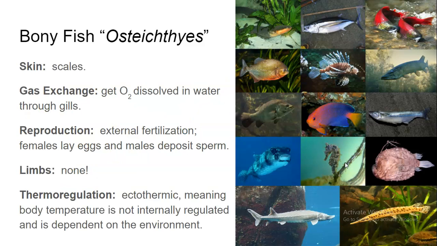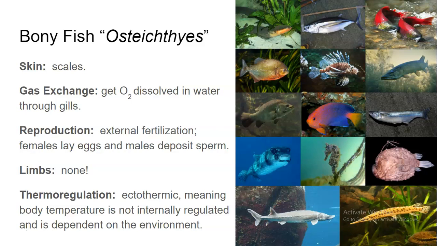Some traits of bony fish. For their skin, they have scales. For gas exchange, they need oxygen, and they get oxygen that's dissolved in the water through their gills. They do external fertilization, where the females will lay the eggs, usually on some substrate like sand or mud, and then the males will deposit the sperm on top of the eggs.